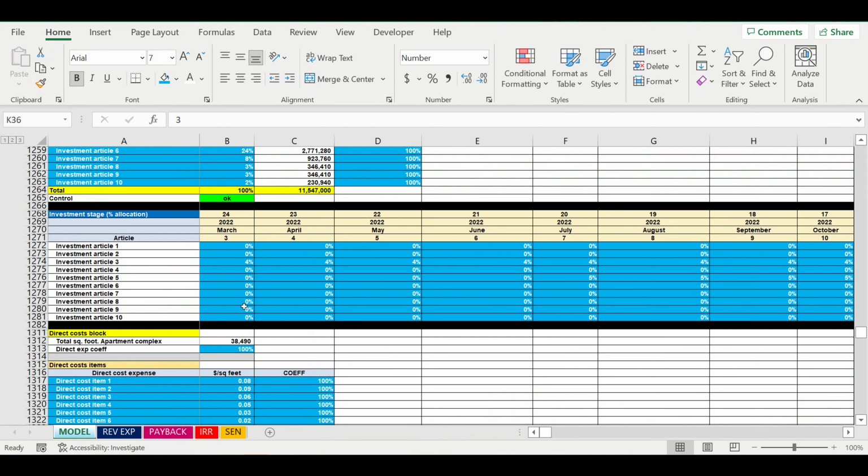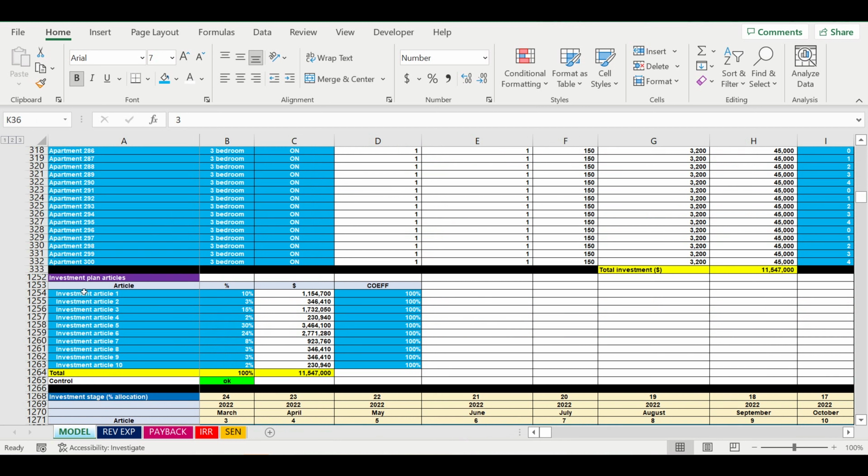Here we have the investment plan articles. At the end of the core, we have the total investment needed to build all these apartments. And then we allocate this number among the investment articles in percentage. We also have some coefficients to increase or decrease expenses for this or that investment article. So this is a specific coefficient for each investment article.